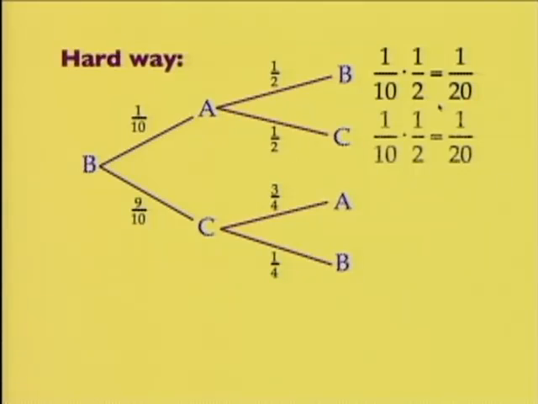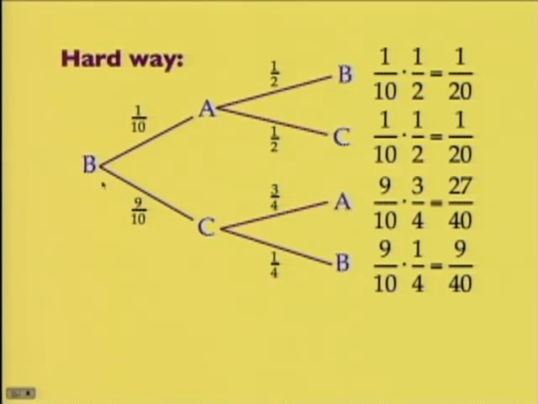1/20th. And the probability that it ends up in Carol's hands like this is 1/20th, and the probability it ends up in Amy's hands in this fashion is 27/40ths. I'm multiplying things out here. And that it ends up in Brad's hands going through Carol would be 9/40ths.